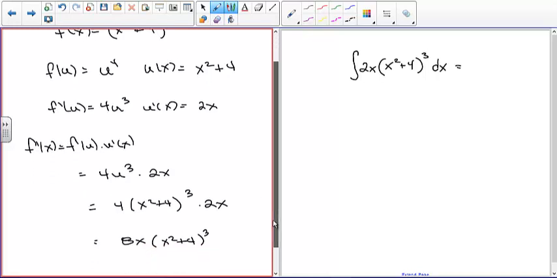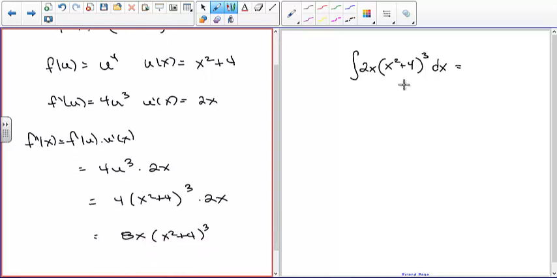Well, if you look at this versus that, they look pretty close, right? What's the difference? Yeah, this one's 8, that one's 2. So they're only different by a constant multiplier factor. So the way you do u substitution is to kind of do the same thing. You're going to say u, and not u of x, you're just going to call it u.